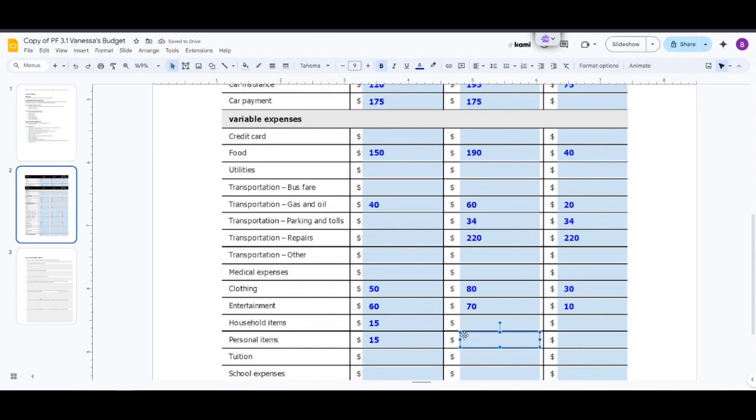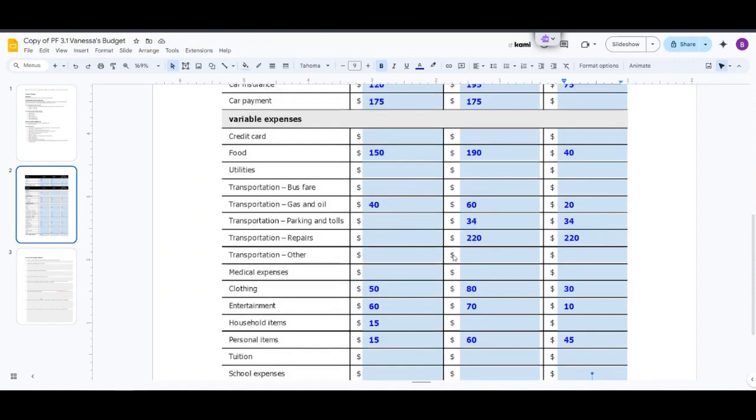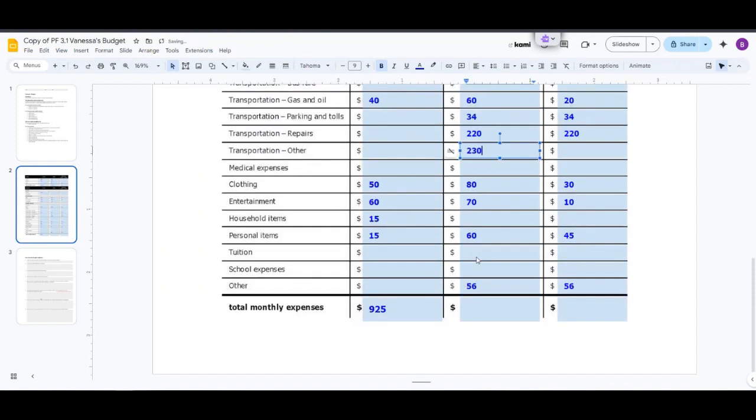$60 for personal items, which is 45 over, and $56 for a birthday present from her mom. I'm going to just put that in other expenses. All right. In addition, she had unforeseen 2 speeding tickets. Total was 230. I'm going to put that in transportation other because that had to do with her car.